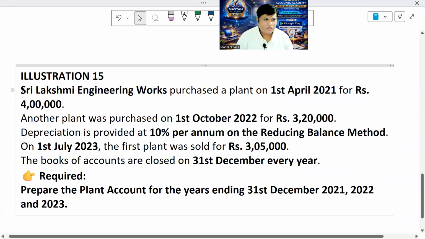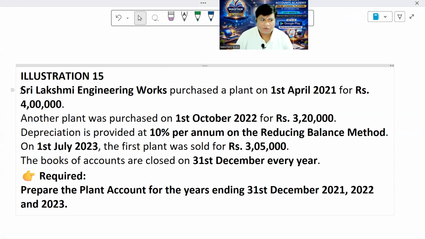What is the question saying here? Illustration number 15. Under the diminishing balance method, we have done 15 problems, and under the FM models I did 17 to 18. So in total, 32 to 33 videos only for the depreciation chapter I did, ma. I have covered every single model.